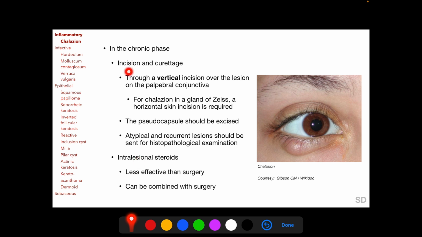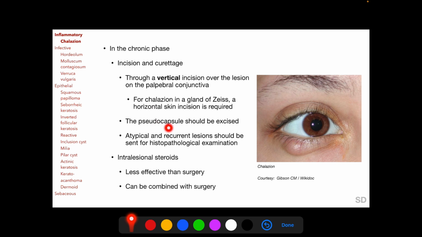Incision and curettage of a chalazion is done through a vertical incision made over the lesion on the palpebral conjunctiva. The incision is vertical so as to damage the minimum number of meibomian glands, which are also oriented vertically in the tarsus. For a chalazion involving the gland of Zeiss, which occurs more superficially near the eyelid margin, a skin incision is required, and that incision should be horizontal along the natural skin folds in this portion.